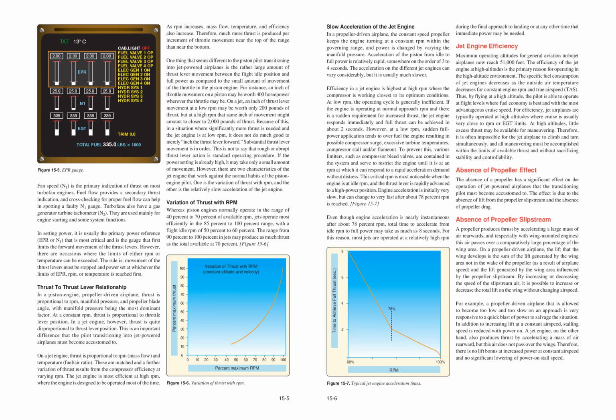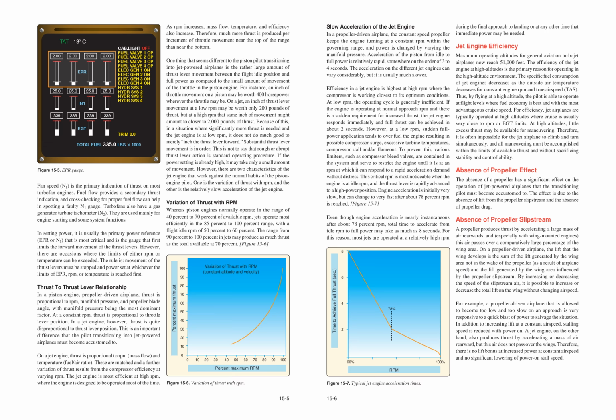Because of this, in a situation where significantly more thrust is needed and the jet engine is at low RPM, it does not do much good to merely inch the thrust lever forward. Substantial thrust lever movement is in order. This is not to say that rough or abrupt thrust lever action is standard operating procedure. If the power setting is already high, it may take only a small amount of movement. However, there are two characteristics of the jet engine that work against the normal habits of the piston engine pilot. One is the variation of thrust with RPM, and the other is the relatively slow acceleration of the jet engine.